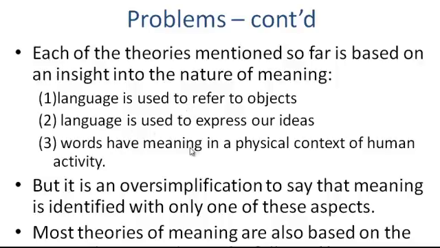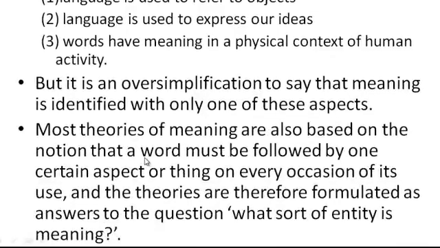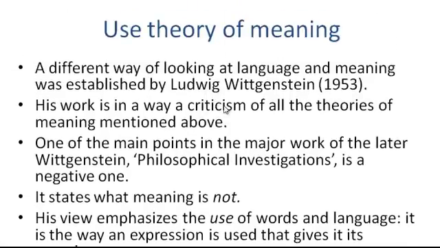It may be a combination. You may arrive at a meaning by having a combination of these responses, or a combination of these ideas presented here. Most theories of meaning are also based on the notion that a word must be followed by one certain aspect or thing on every occasion of its use. And the theories are therefore formulated as answers to the question, what sort of entity is meaning? So we've looked at the three theories so far: the referential, the ideational, and the behavioral theory. And we've seen that all these theories have problems.